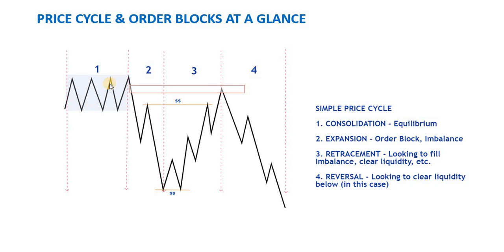Now this is the consolidation, we have the expansion, we identify an order block there, then most likely we have an imbalance here, and we also have a liquidity engineering here that will give us more confidence that the price may be returning to the order block. Then we have the retracement looking to fill whatever imbalance or clear whatever liquidity that we have here. Then we have the reversal looking to clear this liquidity below in this case.